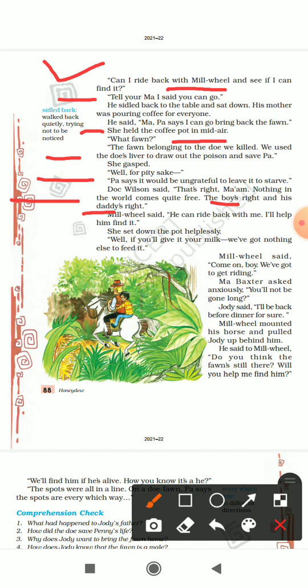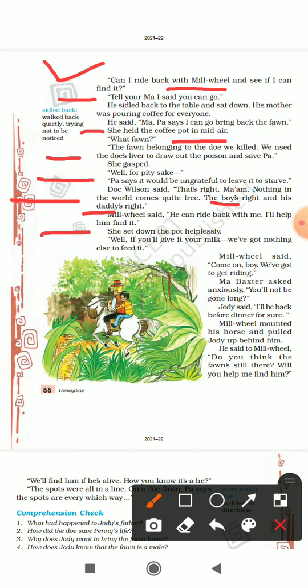So that's why Dr. Wilson said that the boy is right and his daddy is also right. Millville said he can ride back with me. I will help him find it. She sat down the pot helplessly. Well, if you will give it your milk, we have got nothing else to feed it. Millville said that Jody can go with him and they both can find the fawn.